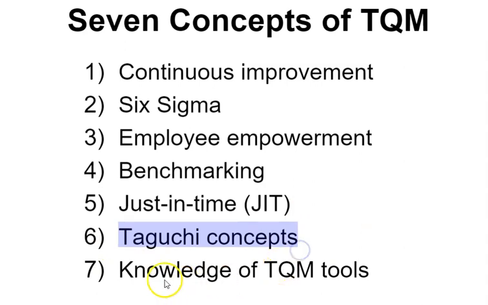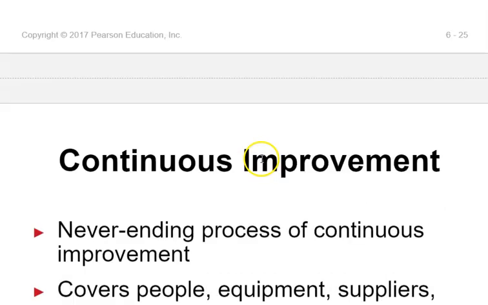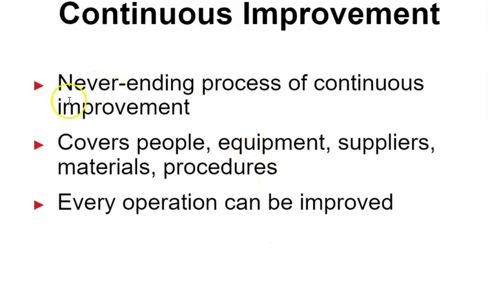Taguchi concept is a concept based on management that creates a higher level of attitude among employees, bringing employees to a level that they feel responsible, totally responsible, and they want to provide the highest quality. And if they make a mistake, they will feel responsible about it. And knowledge of TQM tools that we will talk about on the other slides. Okay, so these are the topics that we already talked about.